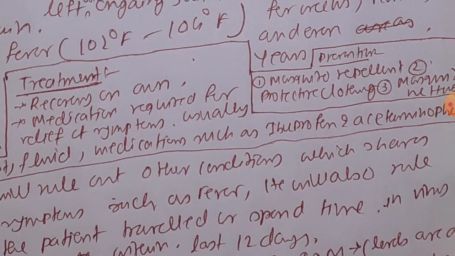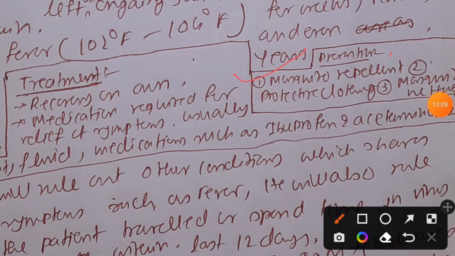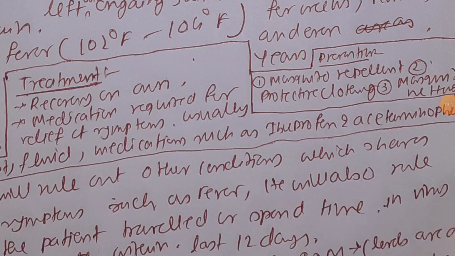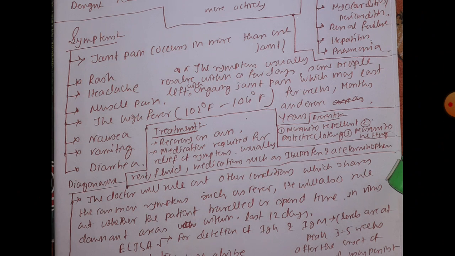And I have told you about prevention too: mosquito repellent, protective clothing, and mosquito netting can be used, and reducing the stagnant water in swamps and ditches is also important, because this will reduce the chance of breeding. That will in turn reduce the number of mosquitoes, so the chance of transmission will be lowered, right?